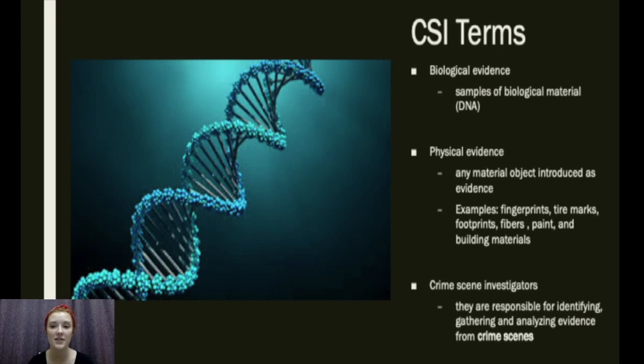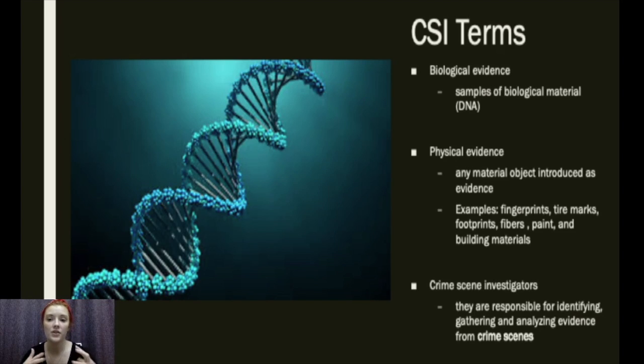All right, let's go ahead and get started. So let's go over some CSI terms. So when I say CSI, that's short for crime scene investigation. So the first thing I want to talk about is biological evidence. So we have to separate what kind of evidence we have.